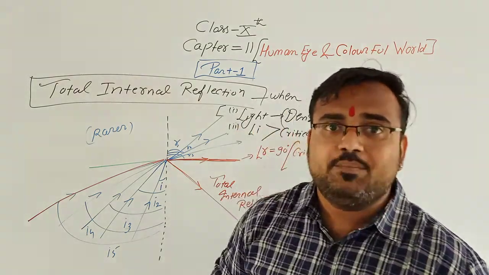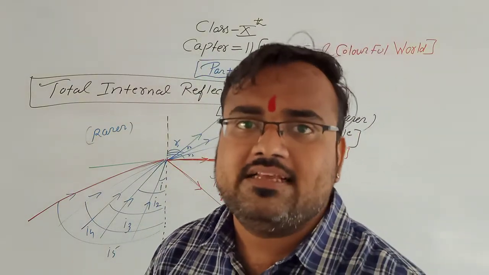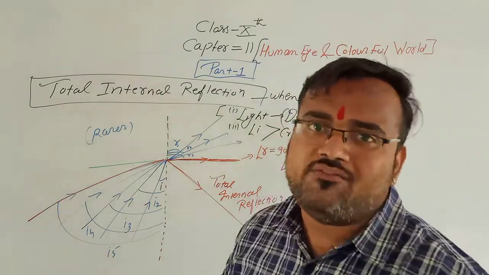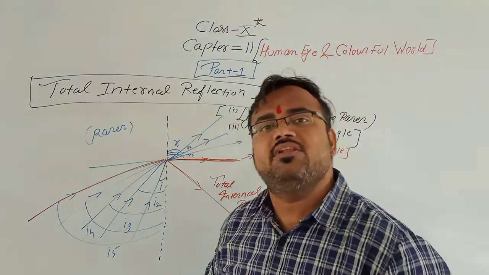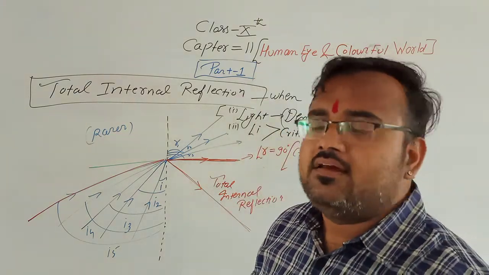Now one more concept is remaining, that is scattering of light, which we'll see in the next lecture. Clear? So up to this point, I hope you have understood what total internal reflection is. In the next lecture we are going to see the scattering of light.